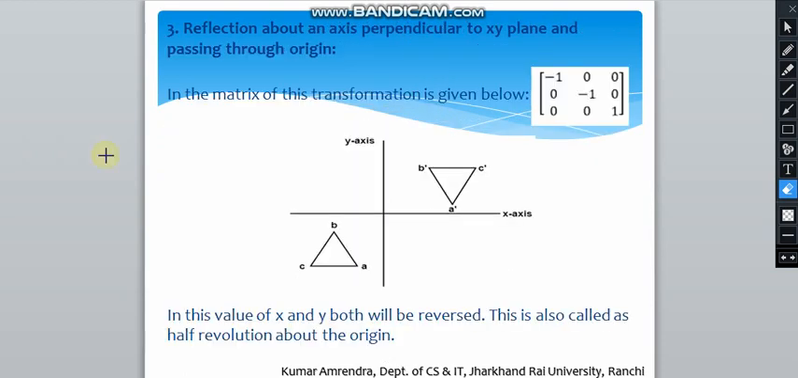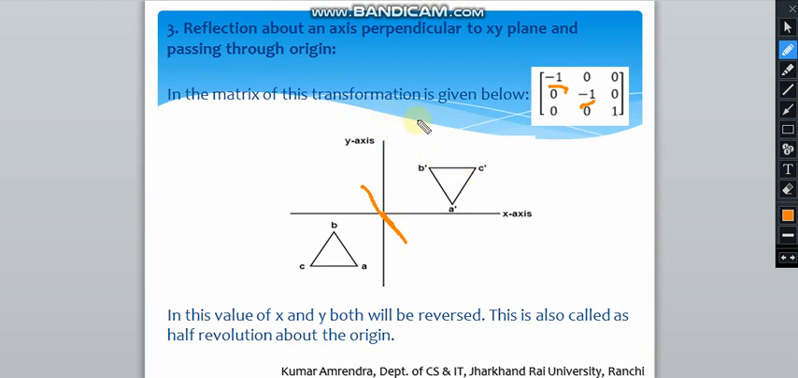So let's move on to the third one, that is reflection about an axis perpendicular to the xy plane. So this is the xy plane, and perpendicular, that means here we should have a perpendicular line passing through the origin. It can be like this, or we can have it like this also. So in the matrix of this transformation given below, x will be negative and y will also be negative. So why will x and y become negative?